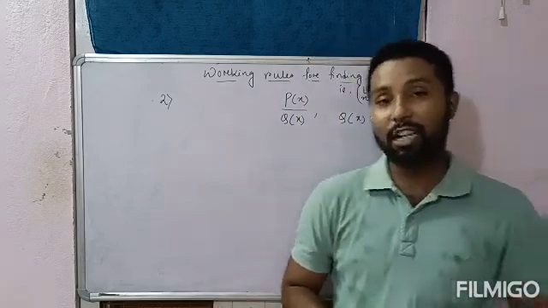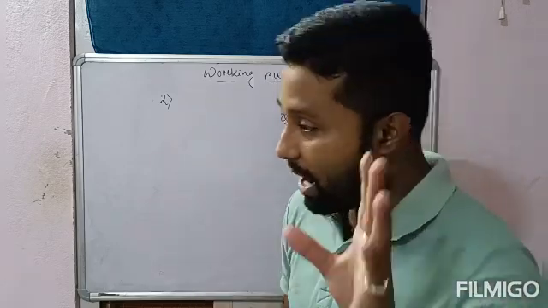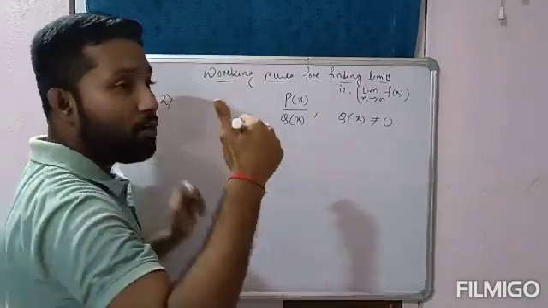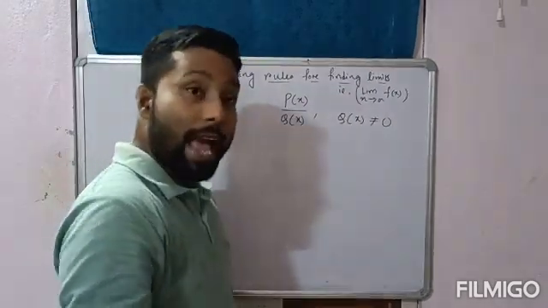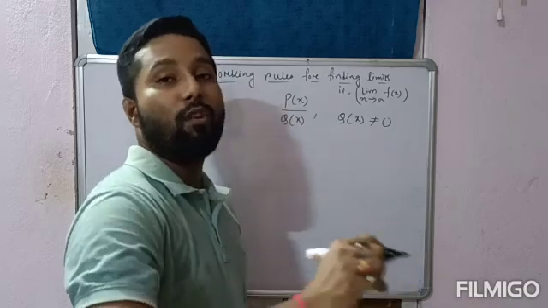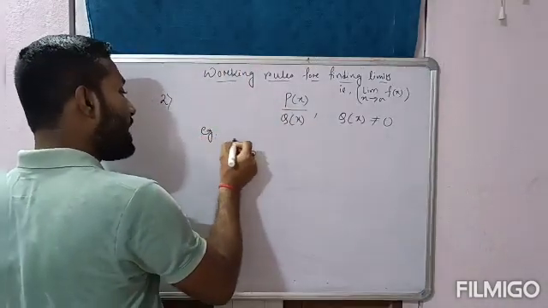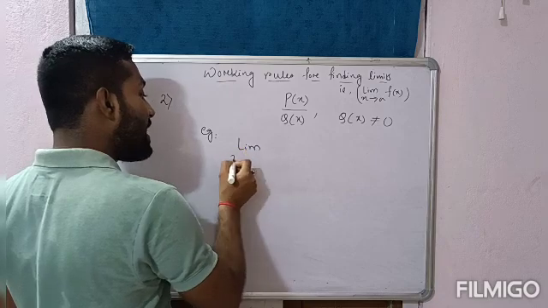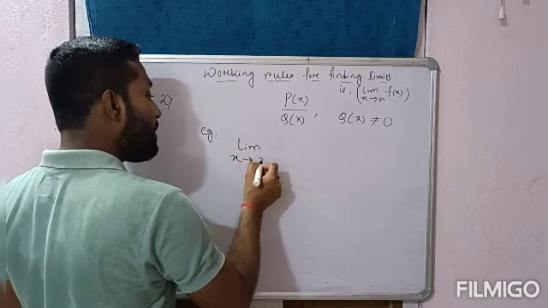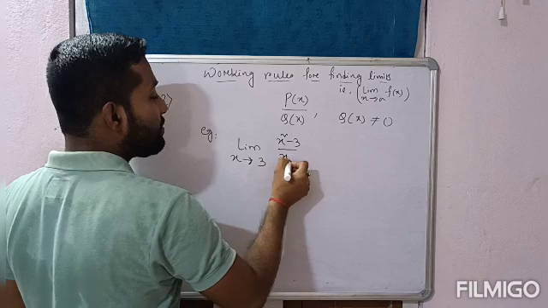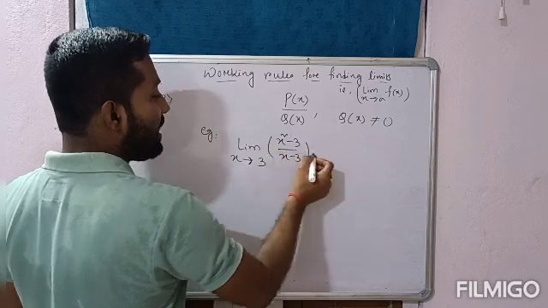So in case of rational function, what you have to do? You have to factorize the numerator and denominator, then cancel out the common factors, and then you can put the value of x. Alright? So let us take one example. Say limit x tends to 3 or x approaches 3, x square minus 3 by x minus 3. One rational function I have given.